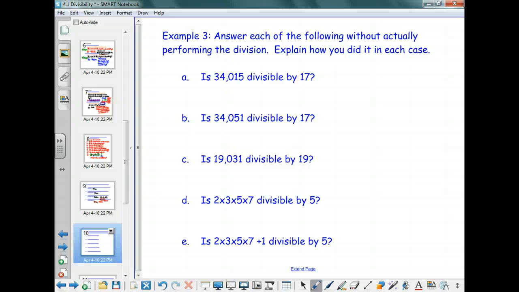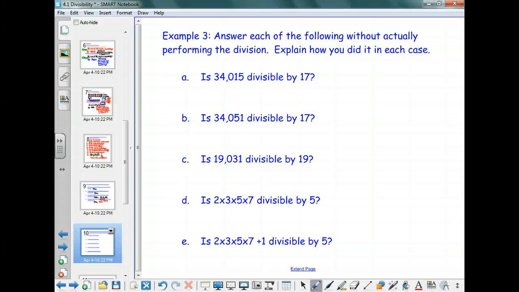Okay. Example 3 says, and we'll do this one and we'll pause for today. Answer each of the following without actually performing the division. Explain how you did it in each case. Is 34,015, we don't have a divisibility test of 17, so you think something different. Is 34,015 divisible by 17? No.